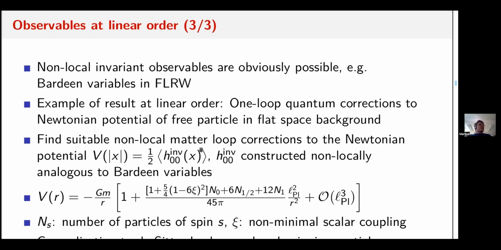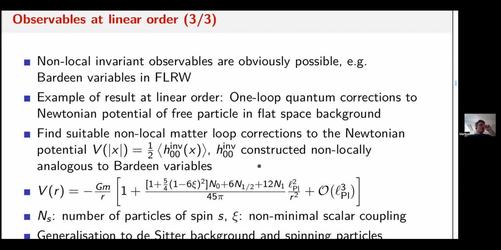So what one has to do is find something which I call H00 inv. It's an invariant observable, constructed non-locally, analogous to the Bardeen variables, of the 00 component of the metric perturbation. And then the Newtonian potential is just 1/2 the expectation value of that. Like in classical GR, if you take the non-relativistic limit for a single body, it's a standard exercise in general relativity: the Newtonian potential comes from 1/2 of the time component of the metric. And one can compute this.